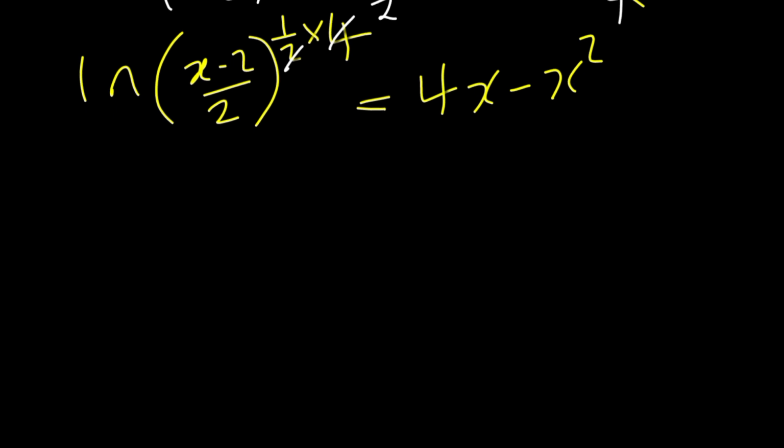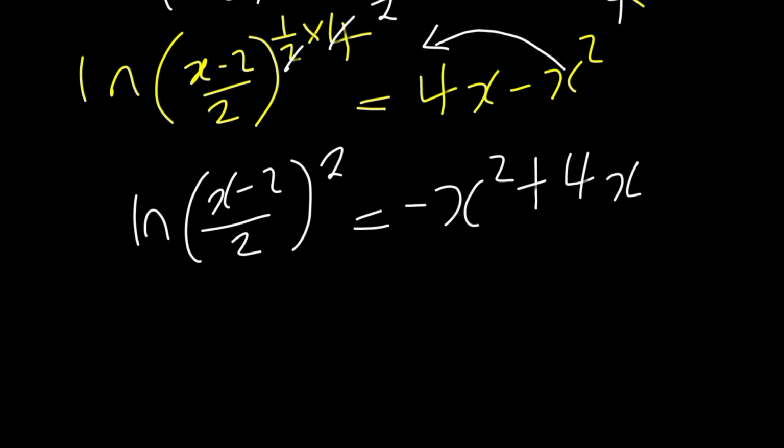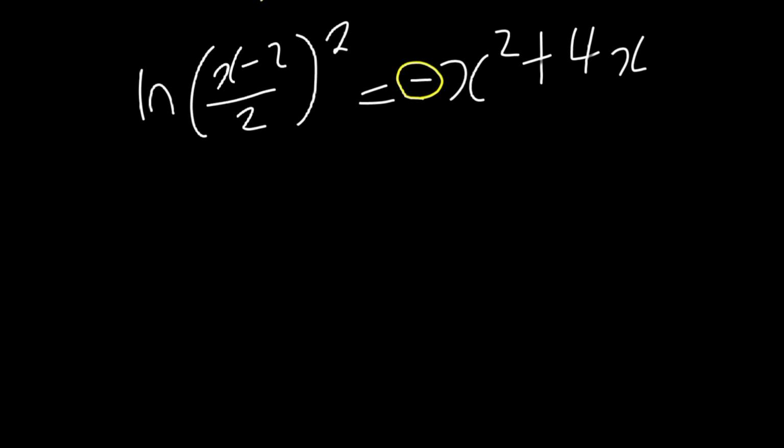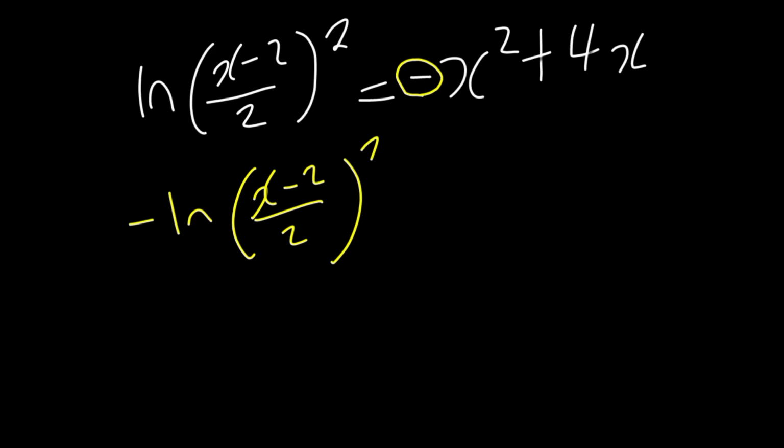Therefore, we have ln(((x−2)/2)²) equals, let us rearrange this and have −x² + 4x. Let us try to eliminate this negative sign by multiplying through by −1, thereby flipping the signs. So we have −ln(((x−2)/2)²) = x² − 4x.